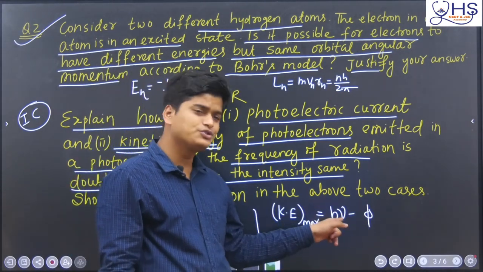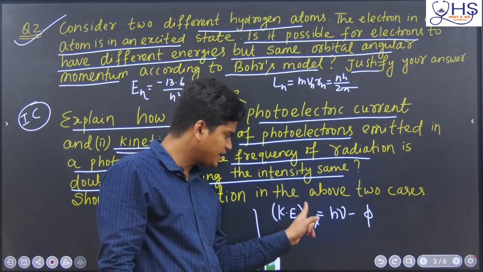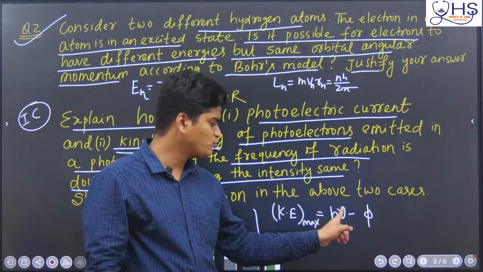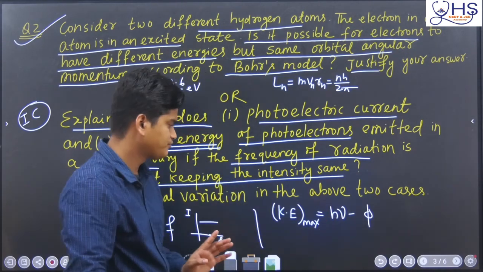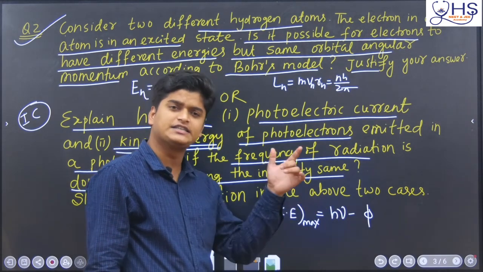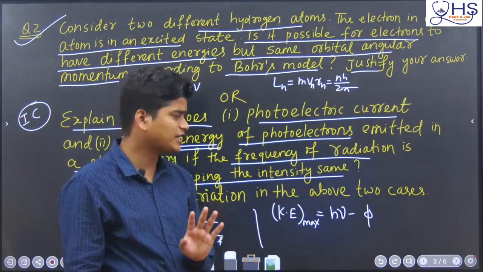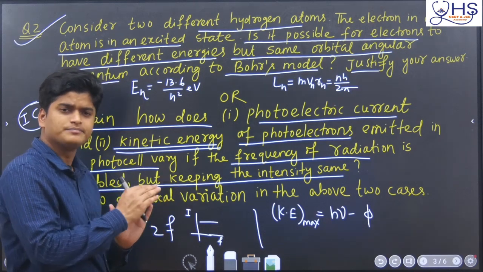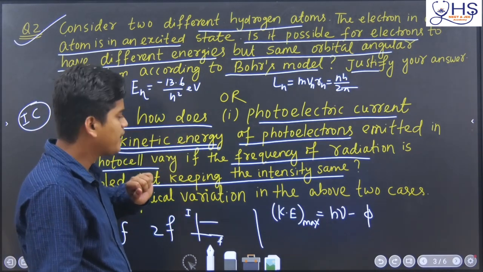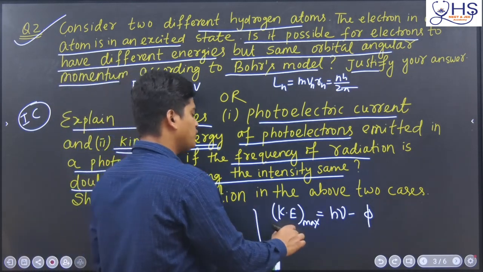But here h nu is directly proportional to kinetic energy. Nu is the frequency and h is Planck's constant, so it is the energy of the incident photon. If the frequency is increasing, then the kinetic energy will also increase. That means there is some effect on the kinetic energy of photoelectrons. So that is why we will see what happens in the graph if we draw it.